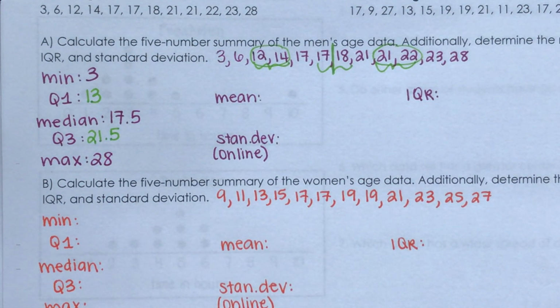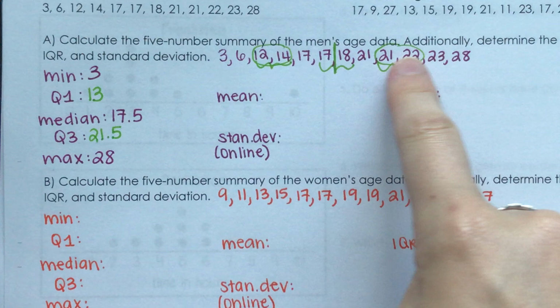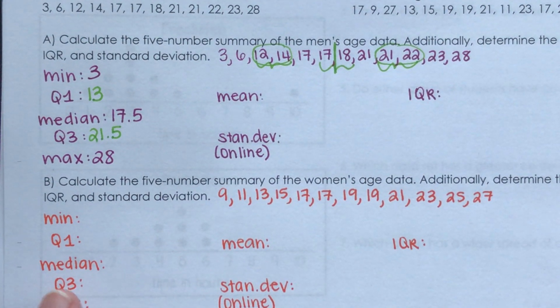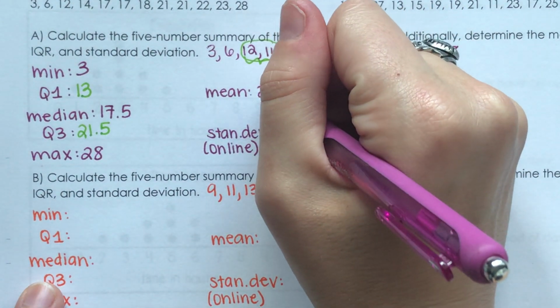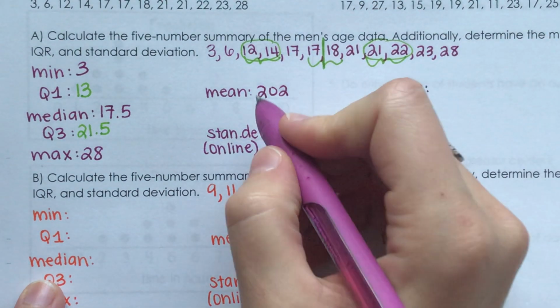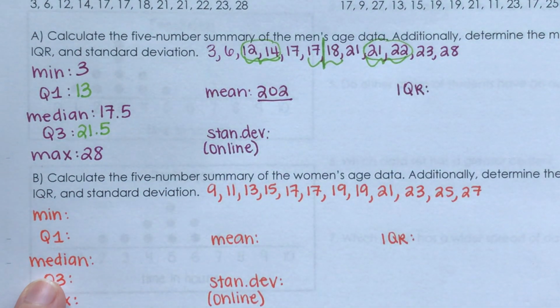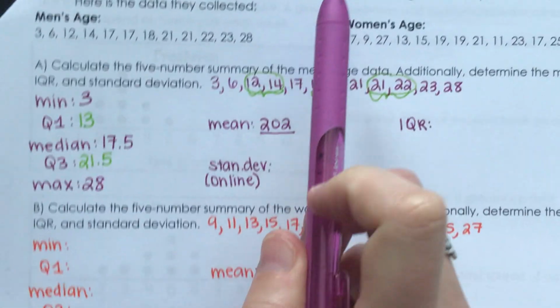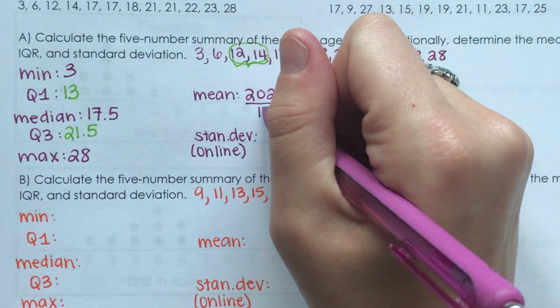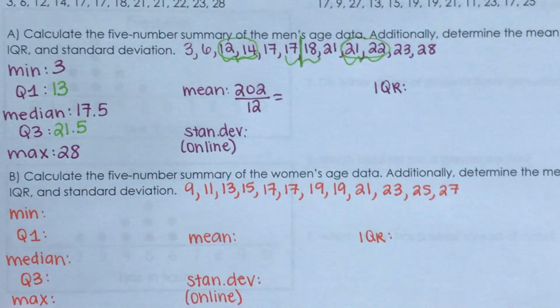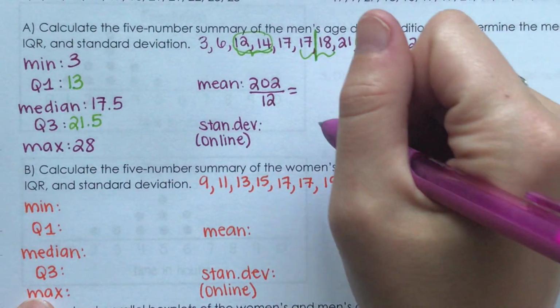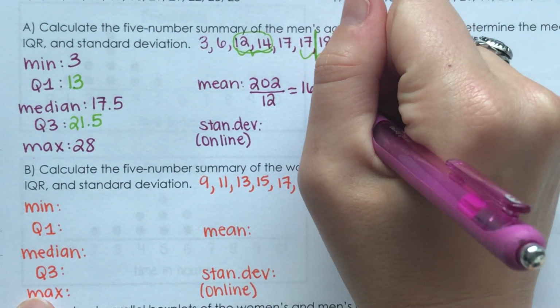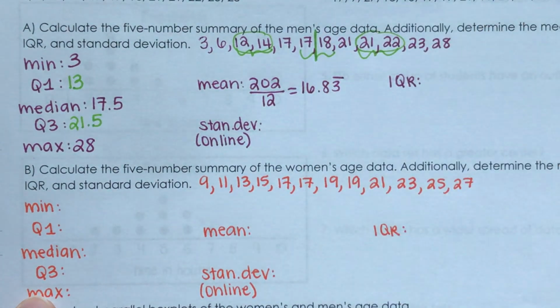Now, to find the mean, I need to add up all of these data points. And so if I add them all together, I get 202. And then I divide it by however many pieces of data I have. And since I'm talking to 12 women and 12 men, I know I'm dividing this by 12. I do that and I get 16.8 with the 3 repeating.